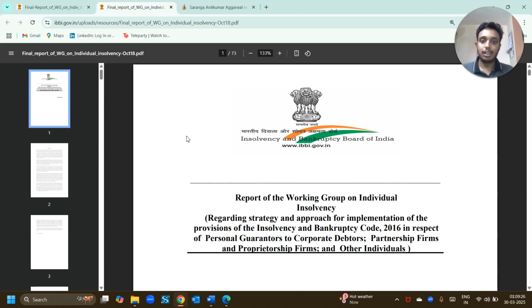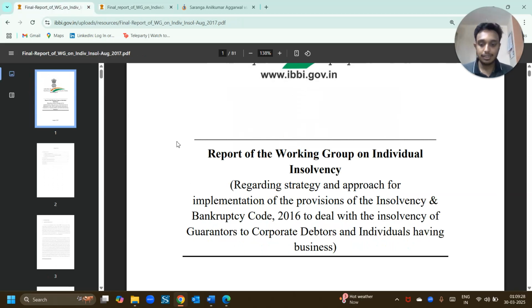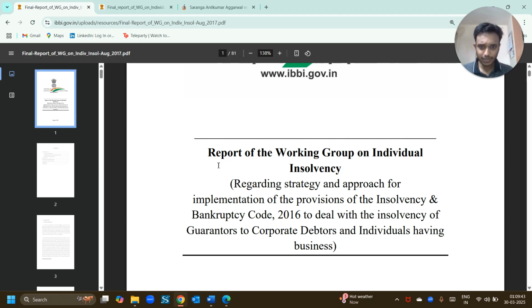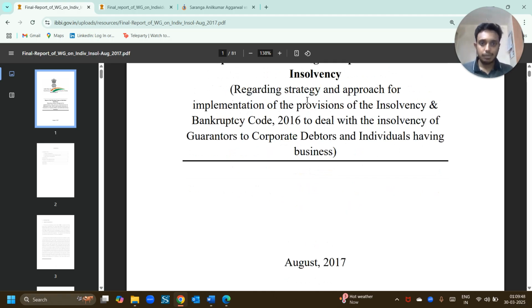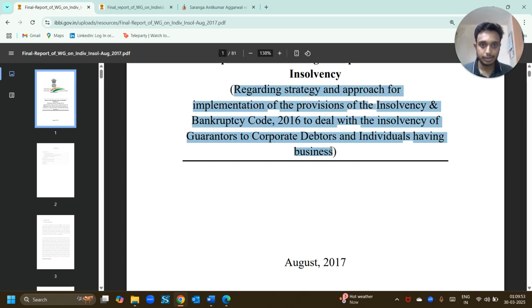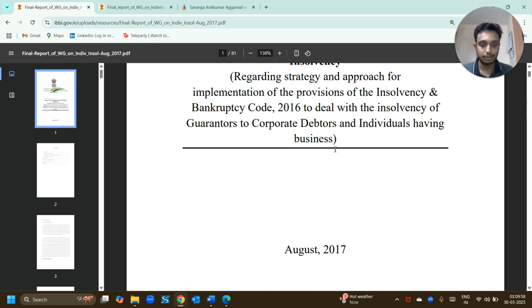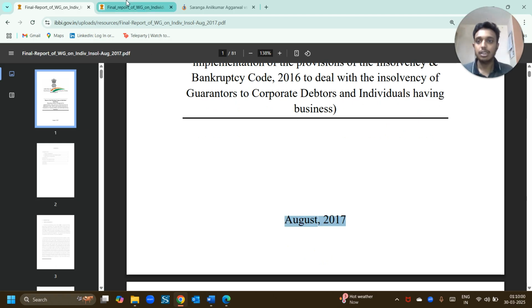Now these two documents are the genesis. They explain the entire origin, reason, grounds, etc. for why this system for the insolvency resolution process, and subsequently the PG resolution process, was brought about, right? So this is the report of the working group on individual insolvency. In parenthesis, you can see the clarification regarding strategy and approach for implementation of the provisions of the IBC to deal with the insolvency of guarantors to corporate debtors and individuals having business. So this was in August 2017.